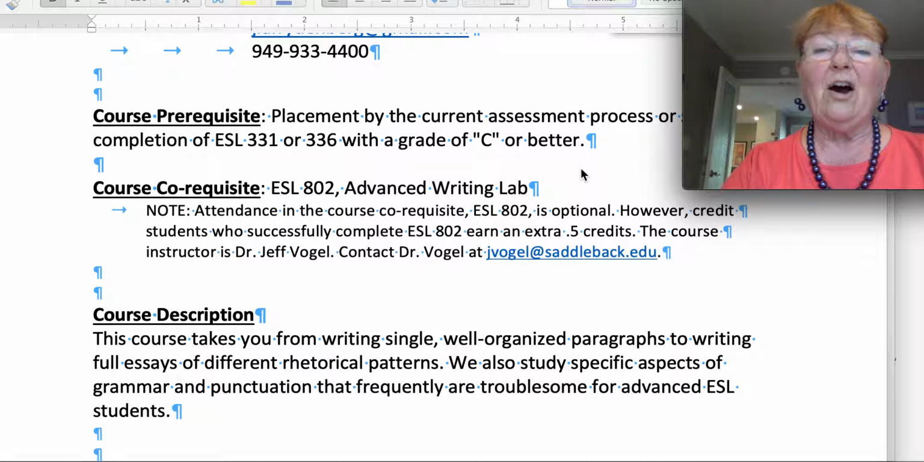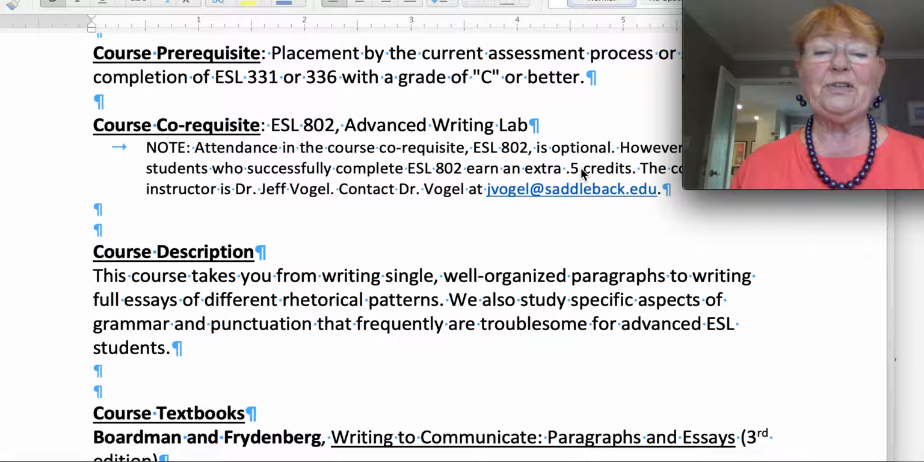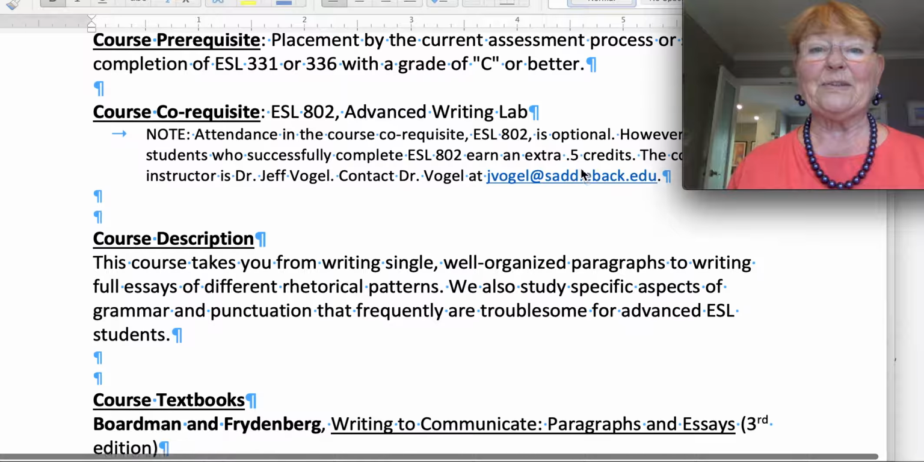802 is on demand, which means there are no specific dates that you have to do anything, and there'll be a diagnostic assessment in the beginning to see where you ought to start. It's an extra help, and there is a need for extra help in this class because there's a lot of work. So then there's a course description, takes you from a single paragraph to writing essays. That's what this is about.